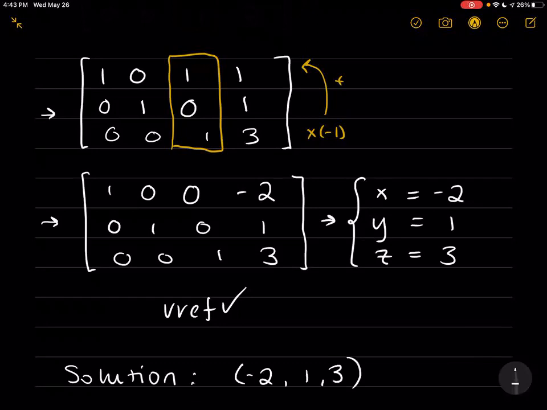So that's why reduced echelon form is nice. You don't have to do any back substitution. That work is already kind of done for you behind the scenes. Okay, cool. So that was an example of using a matrix to solve a system of linear equations.